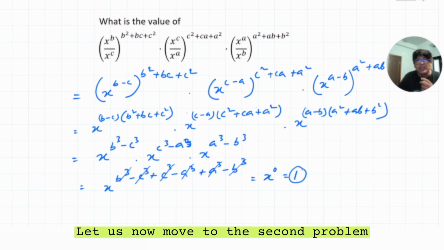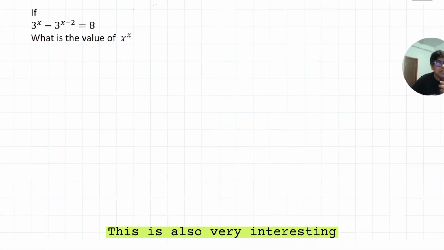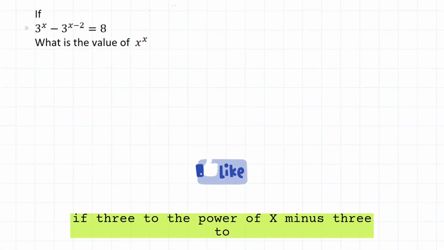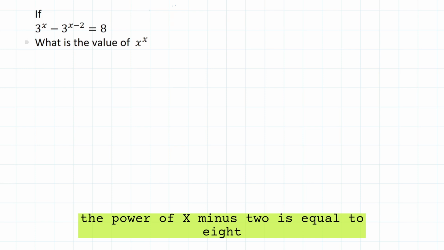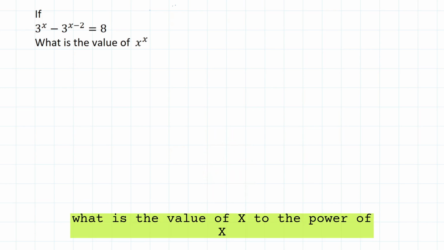Let us now move to the second problem. This is also very interesting. We have been given, if 3 to the power of x minus 3 to the power of x minus 2 is equal to 8, what is the value of x to the power of x?